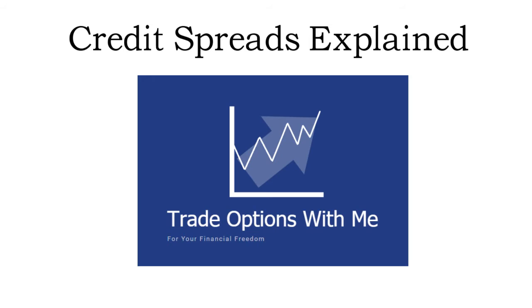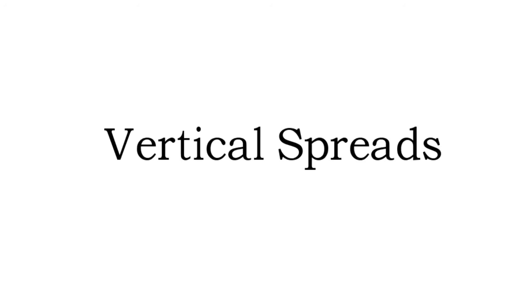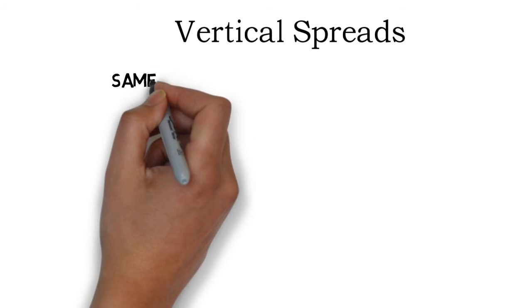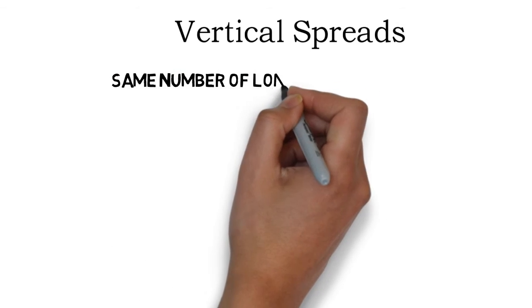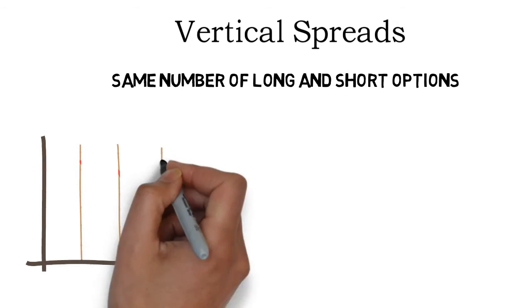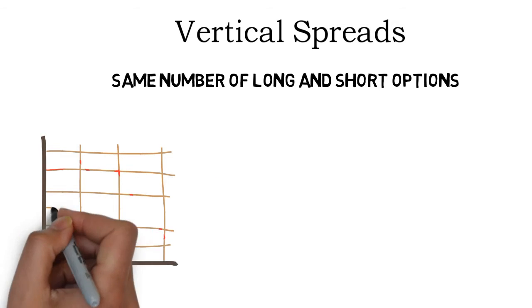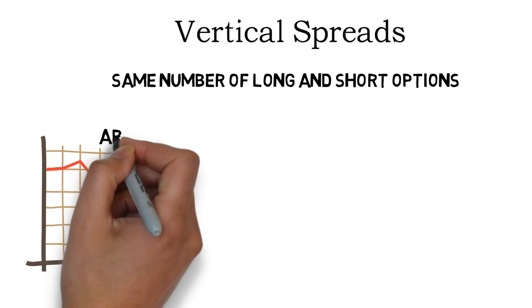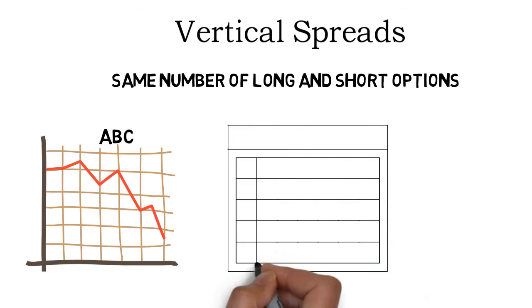Today, I want to present the option trading strategy credit spreads. These are one of the simplest and, in my opinion, one of the best strategies out of all. Credit spreads are vertical spreads, and vertical spreads are characterized by having the same number of long as short options on the same underlying with the same expiration date but with two different strike prices.